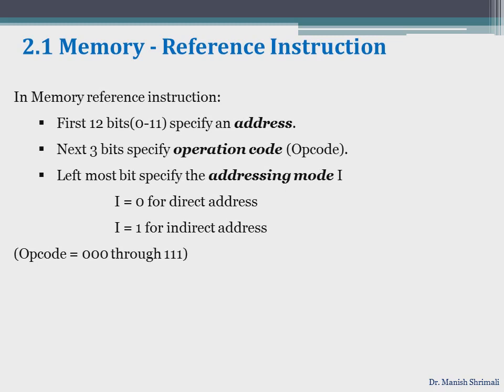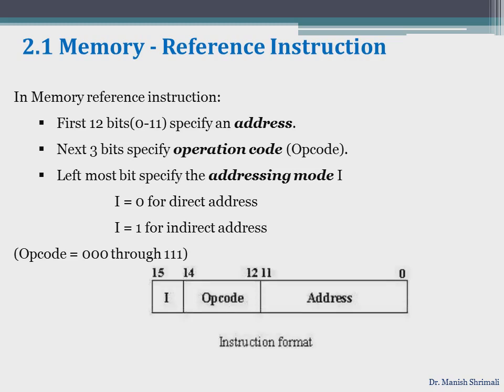In such type of instructions, we have the first 12 bits, as you can see in the diagram. The first 12 bits, that is from 0 to 11, are reserved for the address part. The next 3 bits, 12 to 14, are reserved for the operation code or the opcode part, and the leftmost bit specifies the addressing mode. In case of memory reference instruction, this addressing mode I can be either 0 or 1, and when it is 0 it is for direct addressing, and when it is 1 it is for indirect addressing.